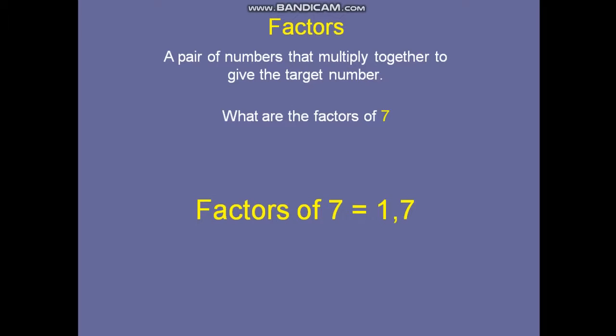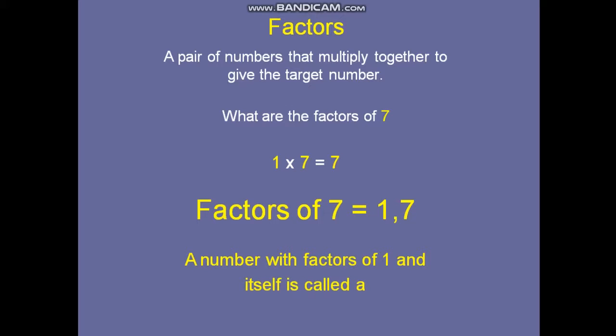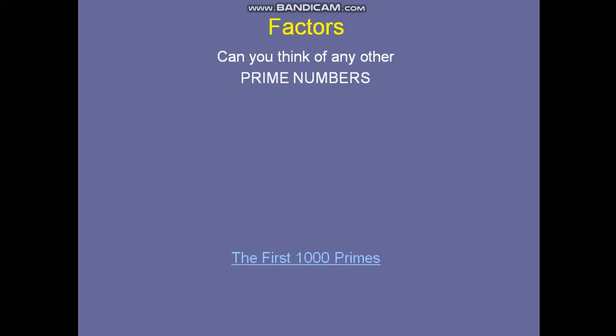Most odd numbers have fewer factors than even numbers. Now, 1 by 7 is 7. A number with factors of 1 and itself is called a prime number. So you should know this info: a number whose only factors are 1 and itself, like 7, is a prime number. So the number 7 in front of us is a prime number. You should know this. Now, can you think of any other prime numbers? Yes, the first 1000 primes.